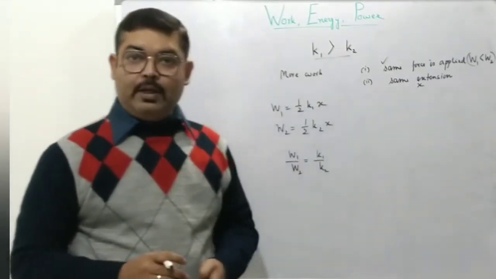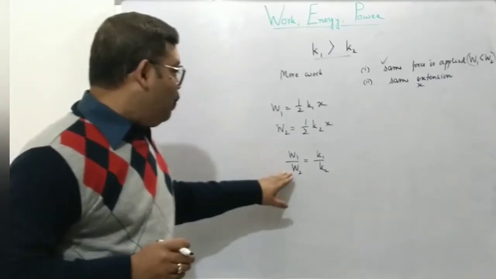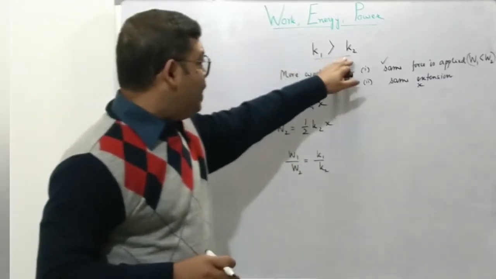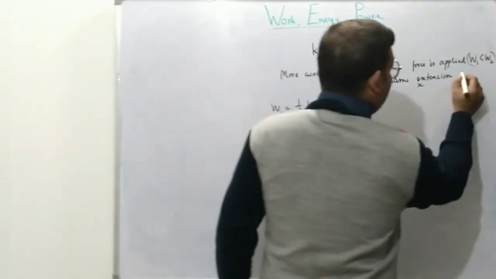So if two springs of different spring constants are extended by the same amount, then the work done in the spring with higher spring constant will be more compared with the work done in the spring with lower spring constant.